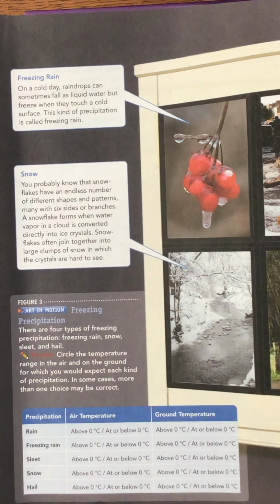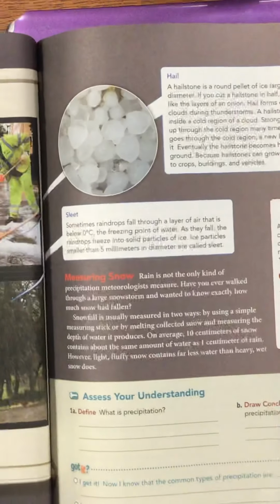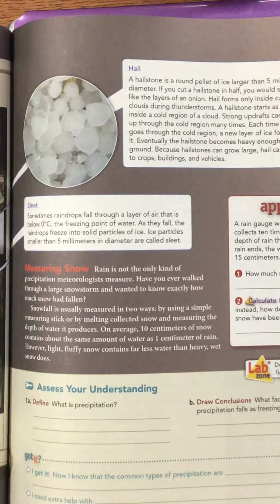Snow. You probably know that snowflakes have an endless number of different shapes and patterns, many with 6 sides or branches. A snowflake forms when water vapor in a cloud is converted, so changed directly, into ice crystals. Snowflakes often join together into large clumps of snow in which the crystals are hard to see. They like to get together and come down in little clumps.